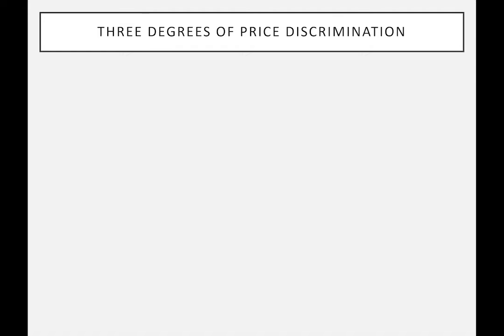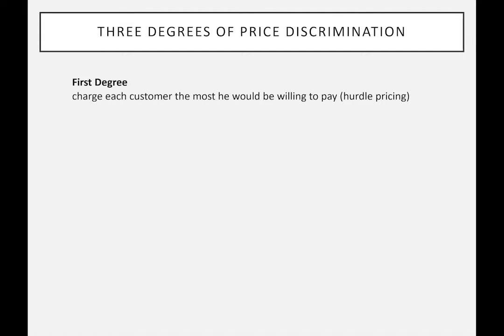In marketing, and I think more in marketing than in economics, they refer to 3 degrees or 3 types of price discrimination. So let me just list them here quickly. The first degree price discrimination would be sometimes called hurdle pricing, and the idea here is that the seller finds the amount that each customer would be willing to pay.